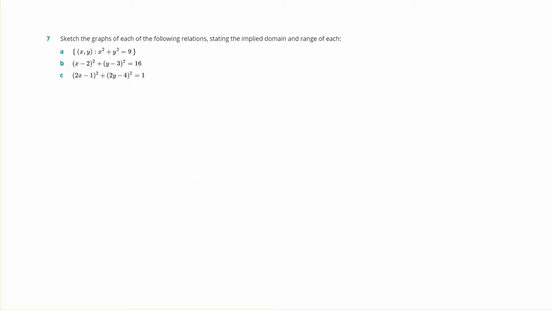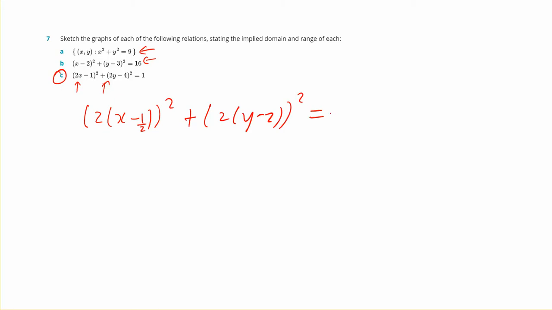Question 7, I want to do C. Questions A and B are easy because they're already in circle form. This one is not entirely in circle form, because there's 2s in front of the x and y's, so you've got to take them out. It's like taking a factor out. So I'm going to take a factor of 2 out, squared, plus, that should be a half, because we take a 2 out, that changes to a half. 2y minus 2 squared equals 1.